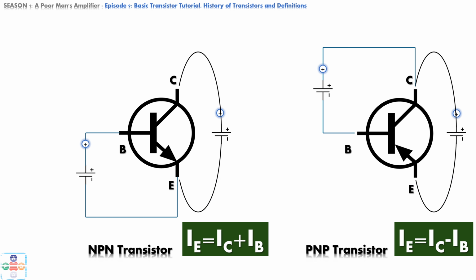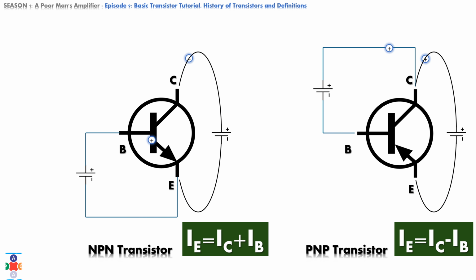So, for NPN transistor, we can say that the function of the emitter terminal is to add together currents from the collector and base terminal, and sinks them into negative terminal of the power source. Hence the famous NPN transistor formula for the emitter current: the emitter current is equal to the sum of the collector and the base current.